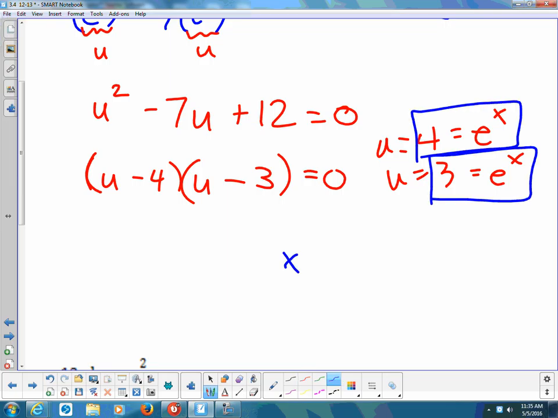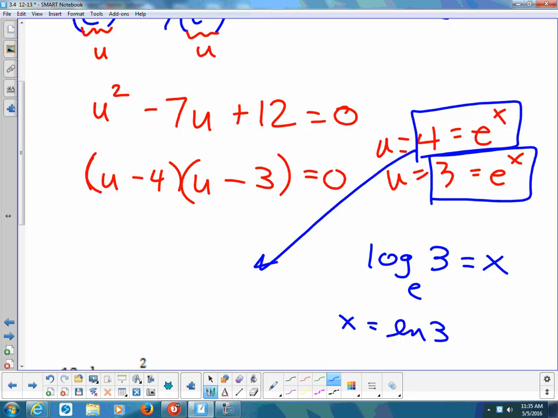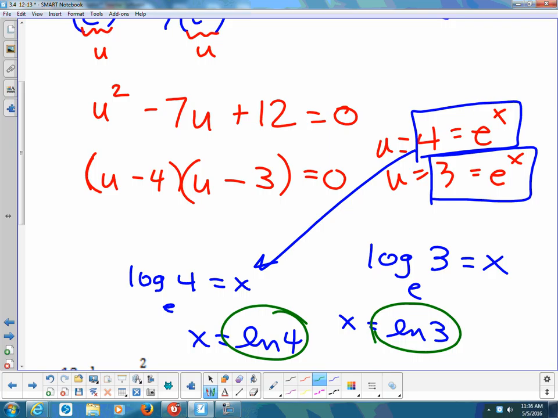So I get x, let me start again, log to the base e of 3 equals x. So that means I can write x as ln of 3, because that's what log to the base e of 3 means. And this one, same deal, this would be log to the base e of 4 equals x, or x equals ln of 4. So I have 2 solutions for this problem, ln of 3 and ln of 4.